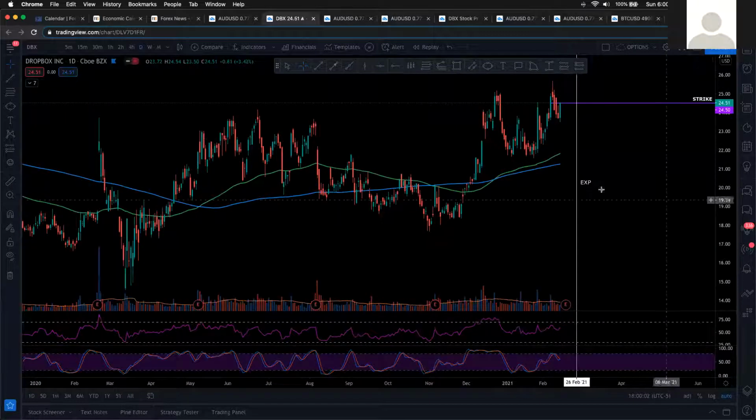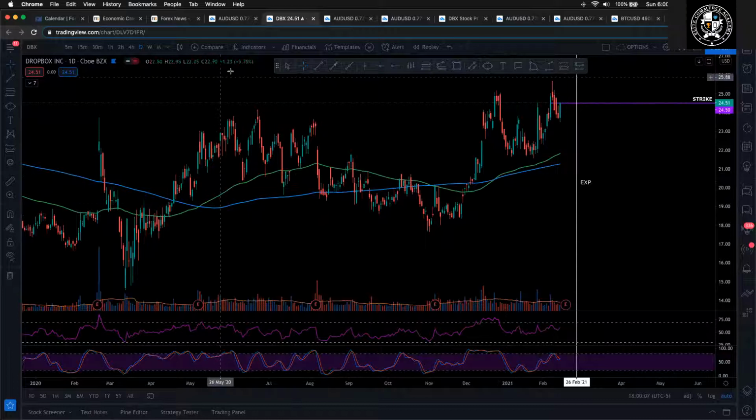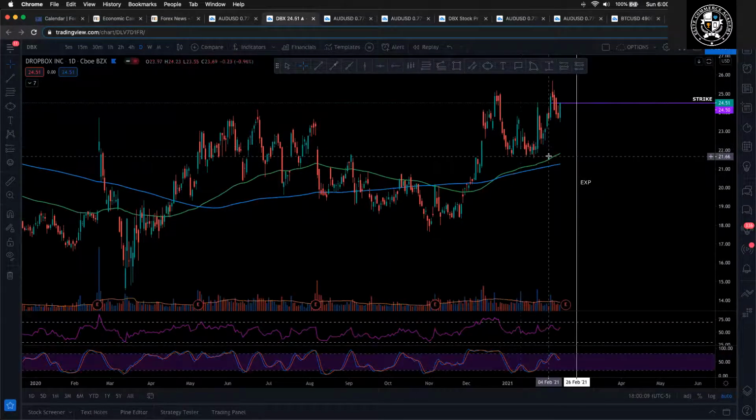What's the indicator again? The blue and the green indicators, I forgot. Moving averages. Moving average, okay. Yeah. Gotcha.